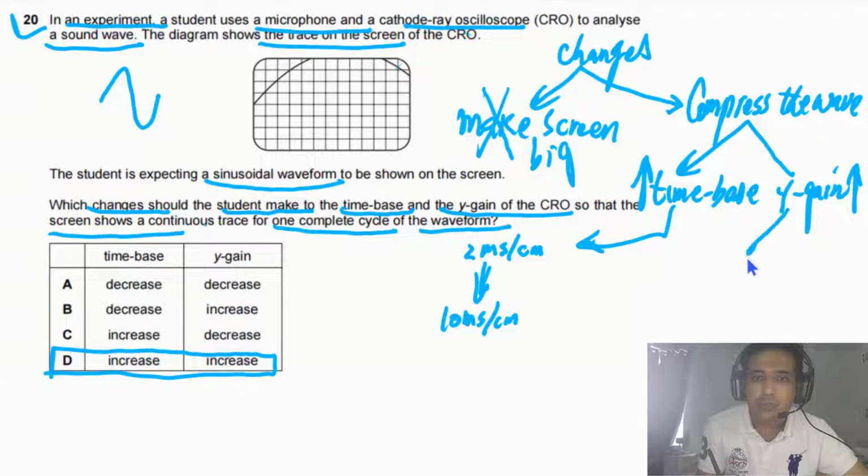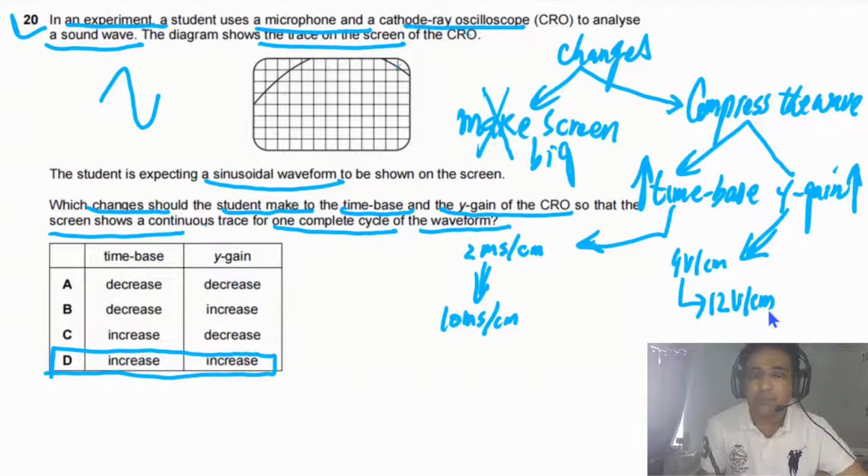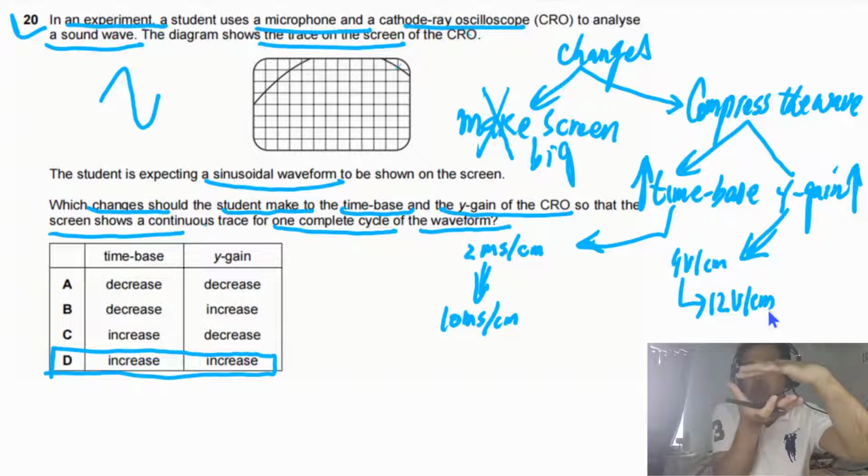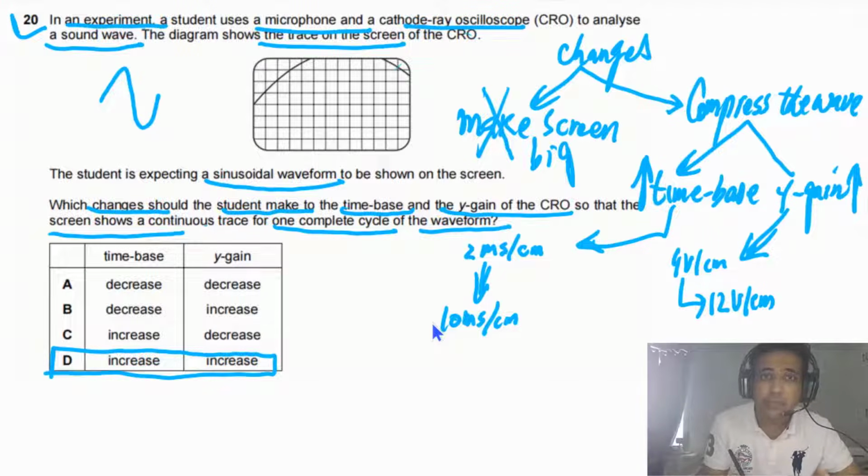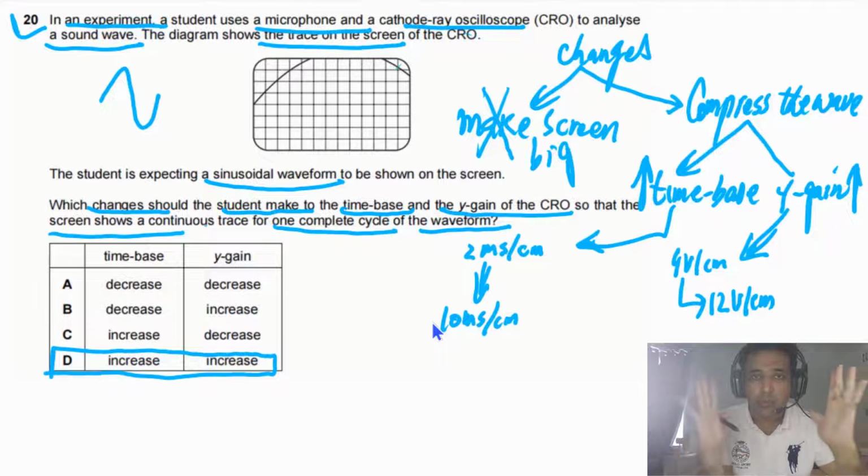And the same is true for the y gain, meaning the voltage on the y-axis. So this is the voltage. If y gain, for example, is 4 volts per centimeter, we can increase this one to, let's say, 12 volts per centimeter. So in this case we will compress the wave along the vertical, along the y-axis. And if we increase the time gain, meaning the time base, we will compress along the x-axis. So in this case we can see the wave.